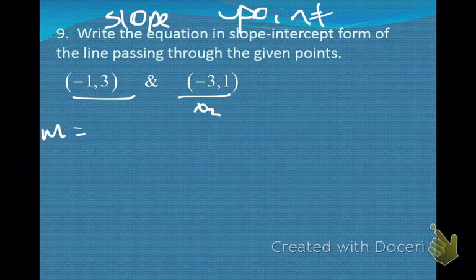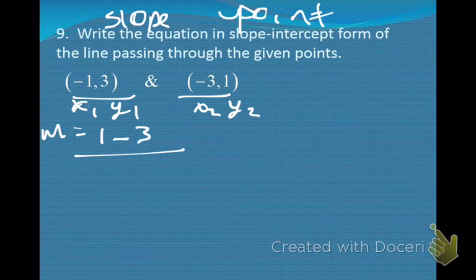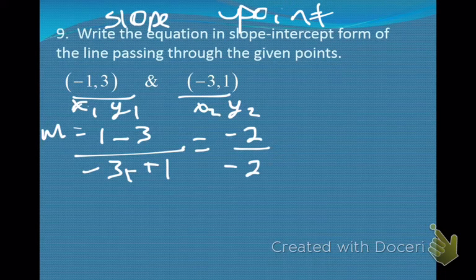let's see, x2, y2, x1, y1. And then we plug in. y2 is 1 minus y1 is 3. x2 is negative 3. x1 is minus, so it's minus a negative 1. Plus, plus, we get negative 2 over negative 2, which is just 1 over 1.